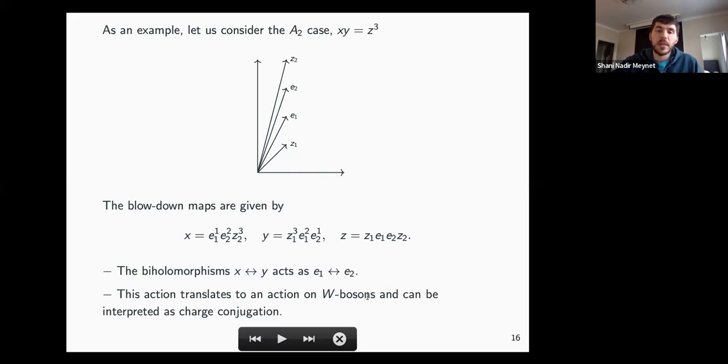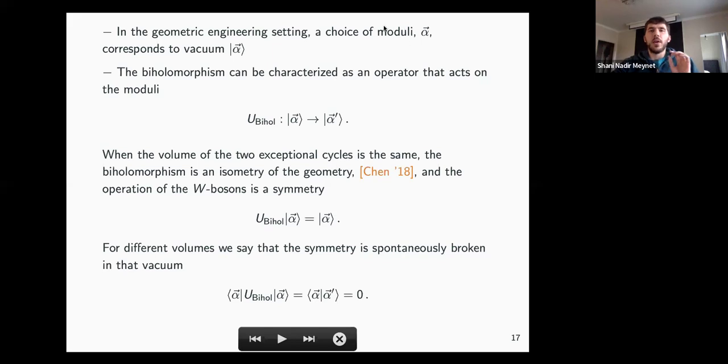And this action can be understood through some manipulation, mixing a bit of this outer automorphism with the Weyl group, etc. One ends up identifying this operation with charge conjugation, the action of charge conjugation on the W bosons. However, this is a bit more complicated than this, because not all biholomorphisms are isometries, and this can be seen both geometrically and quantum theoretically.